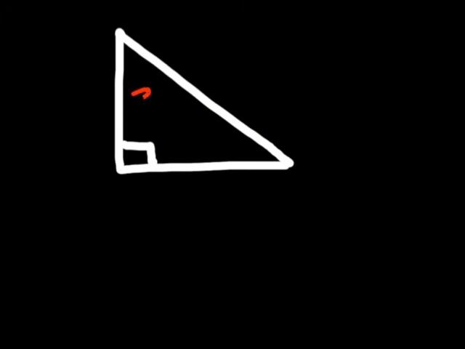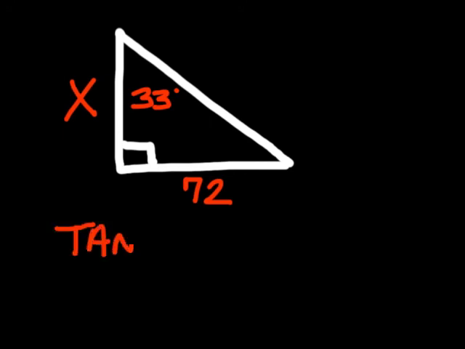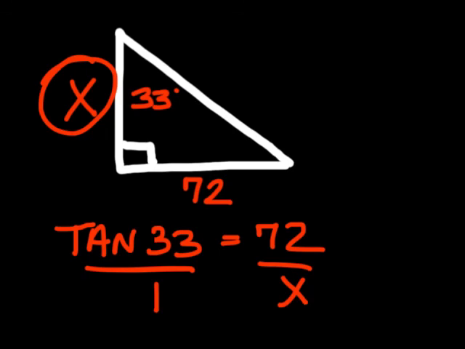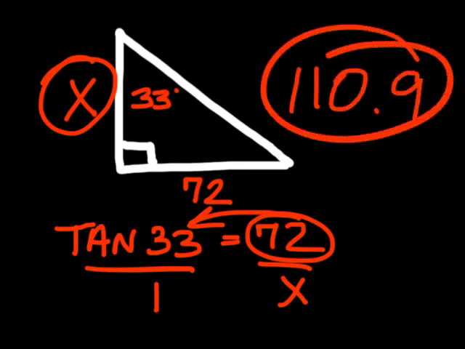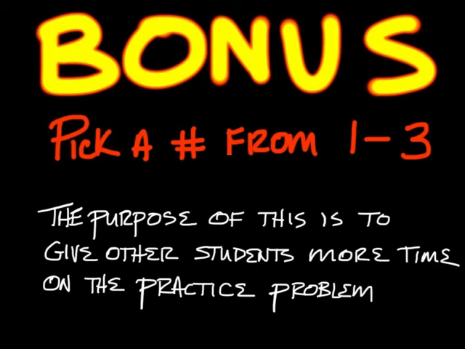Practice problem number 6. We know 33 degrees and 72, but we don't know x. Find x and round to the tenth place. Here we have tangent 33 equals 72 over x. And when you're missing the adjacent in tangent, that's when it's a division problem. In this case, 72 divided by tangent 33. And that comes out to be 110.9.